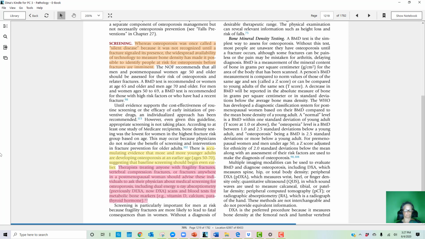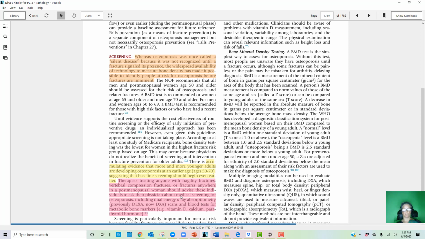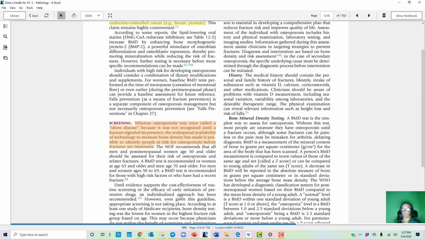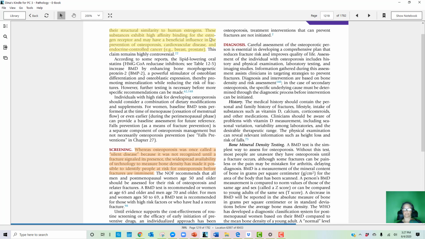Screening is particularly important for men at risk because fragility fractures are more likely to lead to fatal consequences than in women. Without a diagnosis of osteoporosis, treatment interventions that can prevent fractures are not initiated. Diagnosis. Careful assessment of the osteoporotic person is essential in developing a comprehensive plan that reduces fracture risk and improves quality of life.